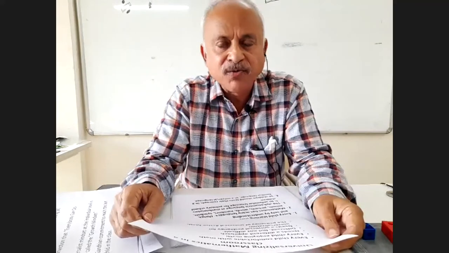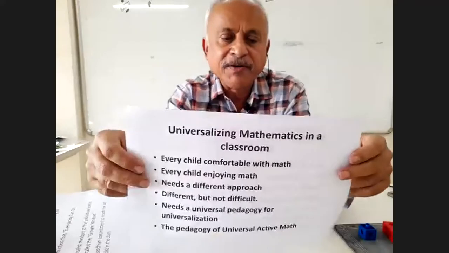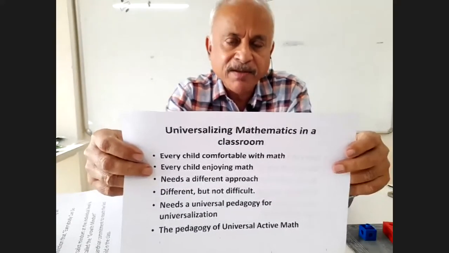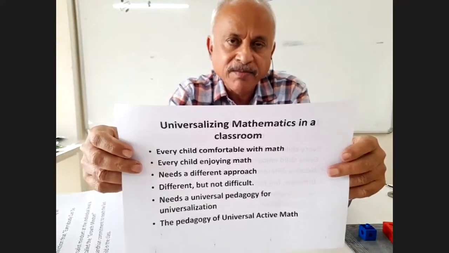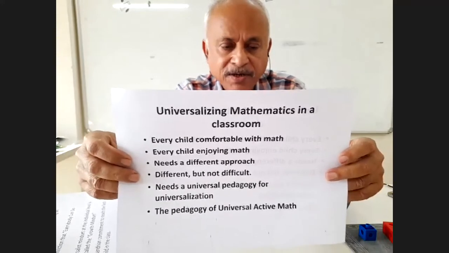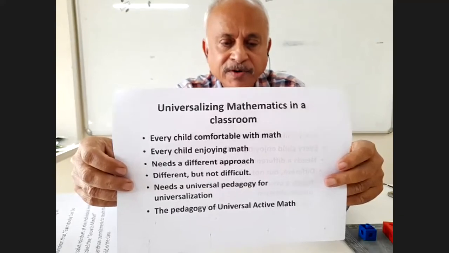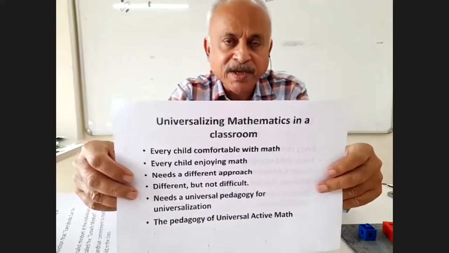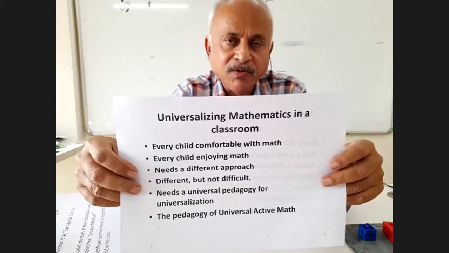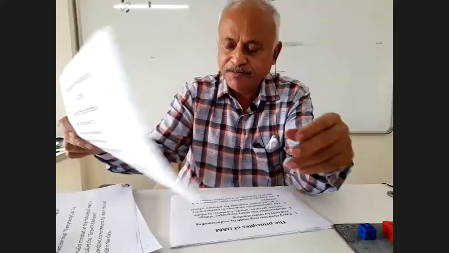How do we know if we have achieved universalization in a classroom? I think you would accept these criteria. Every child comfortable with math, every child enjoying math. This needs a different approach. Different, but not difficult. But it does require a pedagogy for universalization, which is what we at Navnirmiti call the pedagogy of universal active mathematics. That's what I'm going to talk about now.